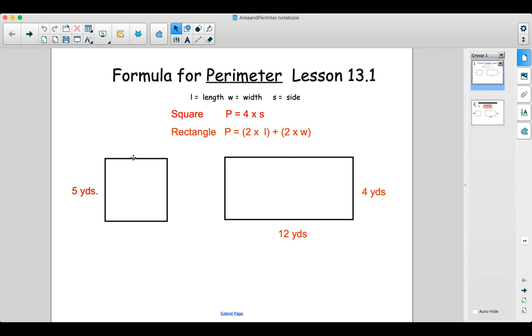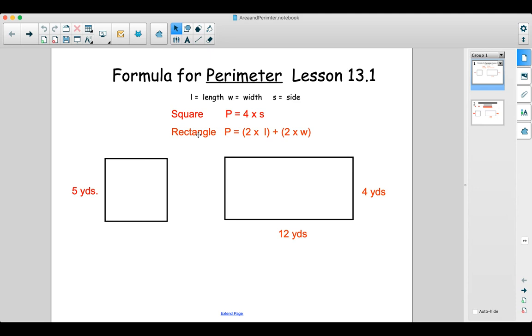Okay. Formula for perimeter. The perimeter is what you're measuring, the outside of a rectangle or a square. Just think of your backyard. If you have a fence around it, you're measuring the length of the fence. Now, there are two different formulas. If you're measuring a square, you need to use perimeter equals 4 times S. S is the side. Over here, it's 5 yards.